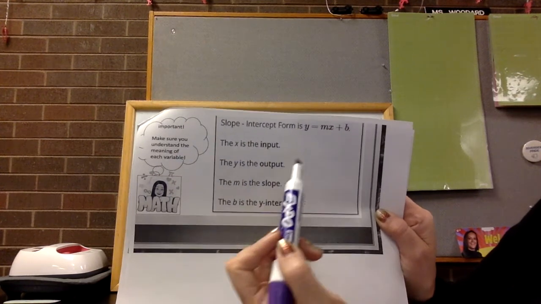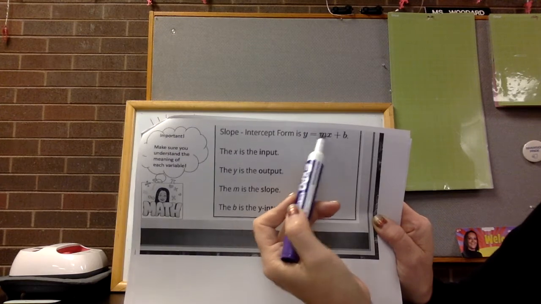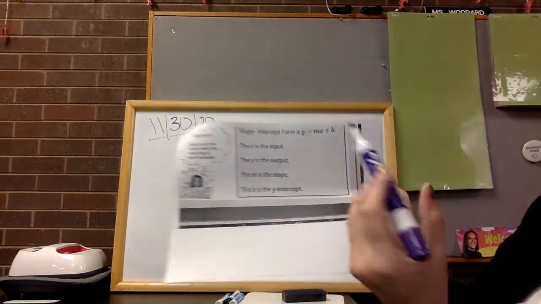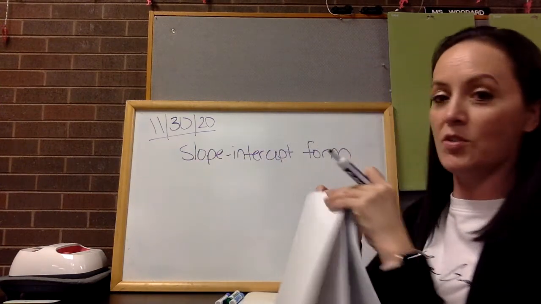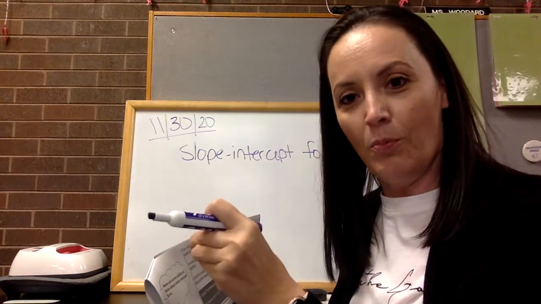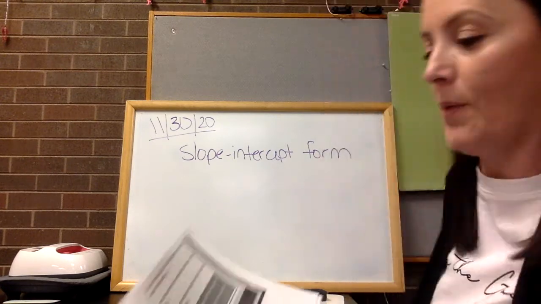So when we're talking about this equation, x is the input. When we input, this is going to give us what it equals, our output y. M is going to represent the slope, and b is going to represent the y-intercept. So you know what each one of those letters mean. X is the input, y is the output, m is the slope, and b is the y-intercept. So you know what all those letters represent.